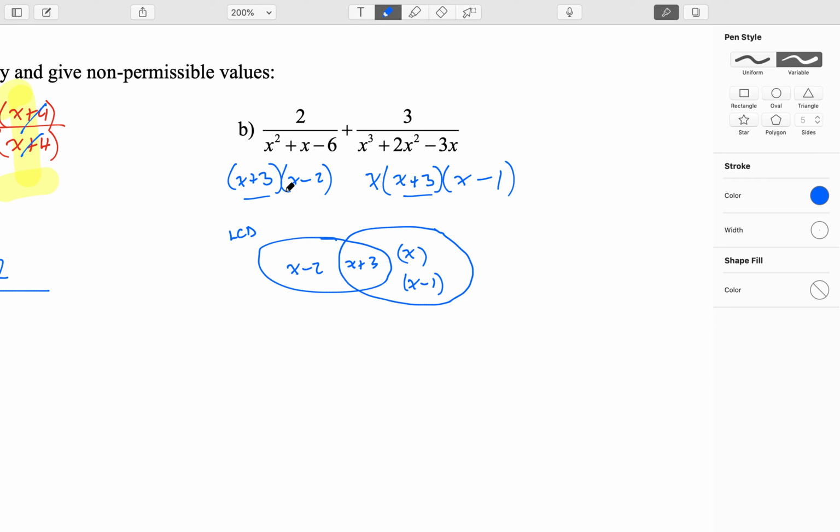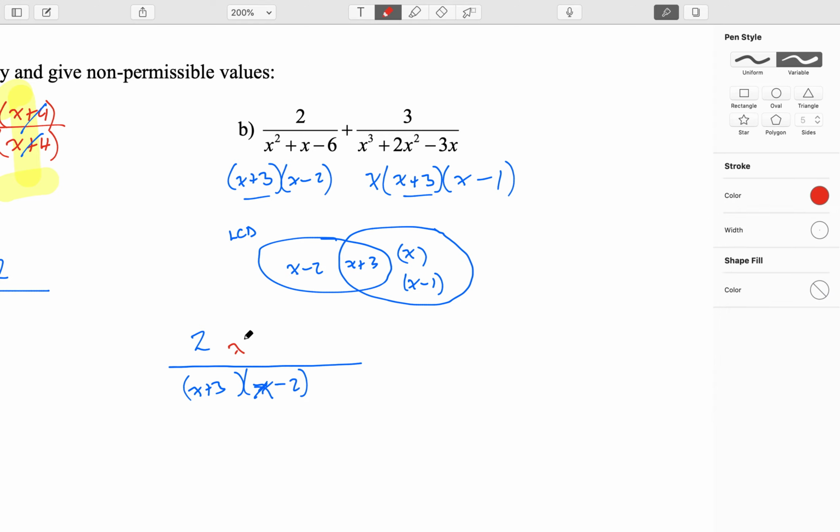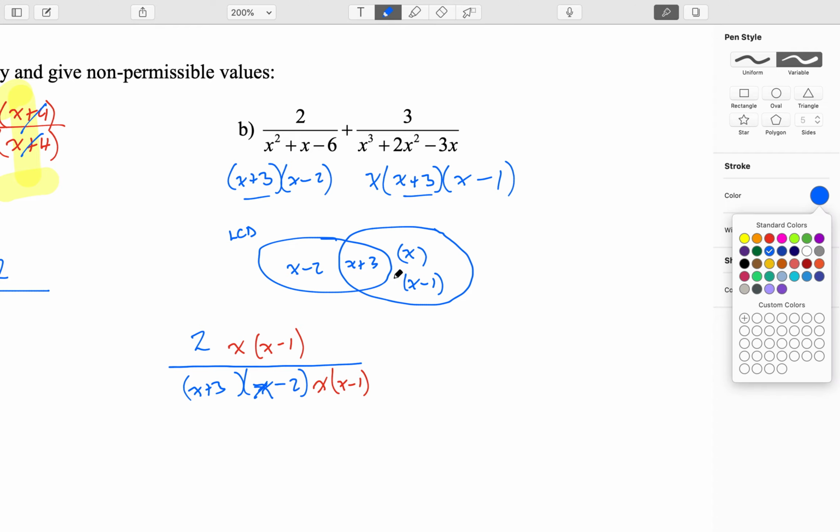So with the first one, here's what we got. 2 over x plus 3, x minus 2. Is that what we got? Oh, that's a terrible x. I need to have an x, and I also need to have an x minus 1. So here's what I'm going to do. I'm going to multiply top and bottom by x, and I'm also going to multiply top and bottom by x minus 1. There we go. So that one I've multiplied top and bottom by the same thing.